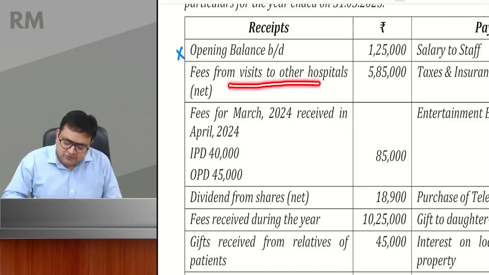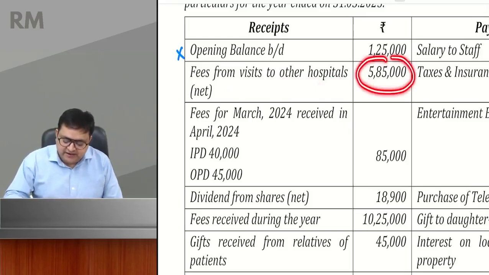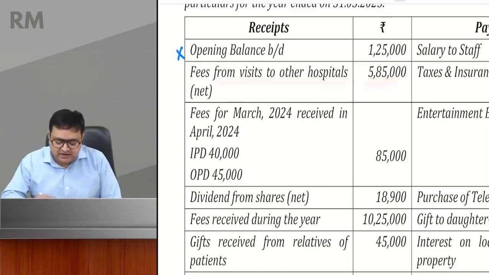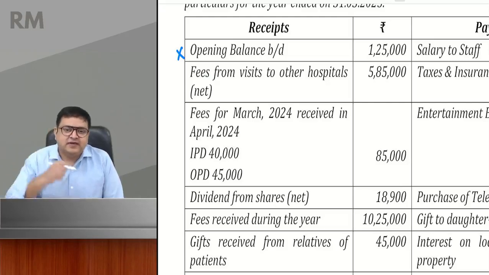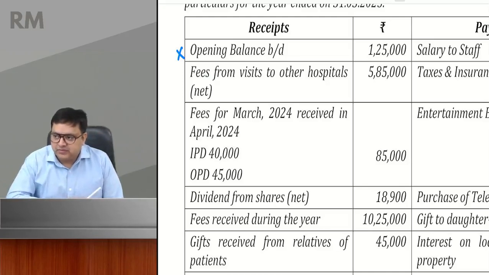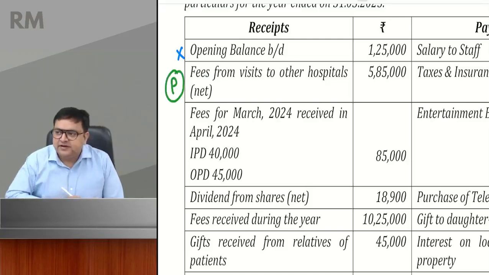Fees from visits to other hospital 585. Should I consider this? Is it my PGBP income or not? So he's a professional, he's a doctor. He's visiting other hospitals and other hospital is paying him fees. Very good. This is my PGBP. This is my professional income.